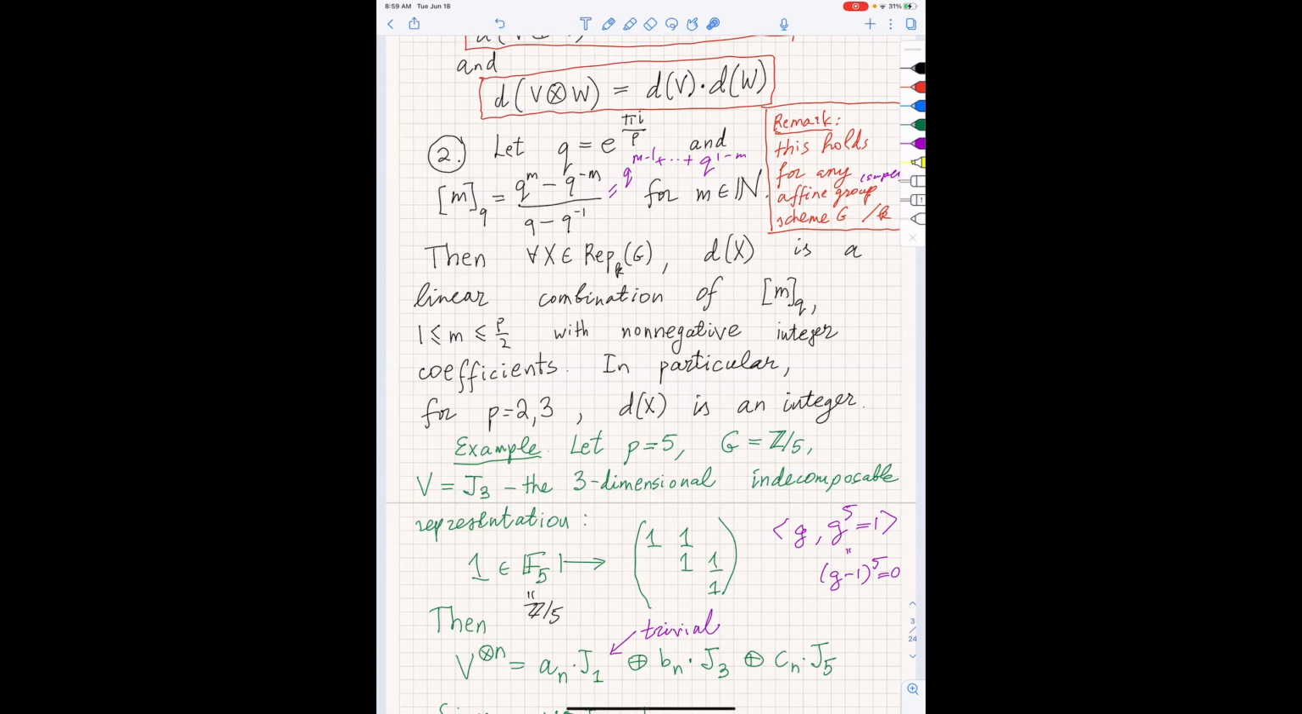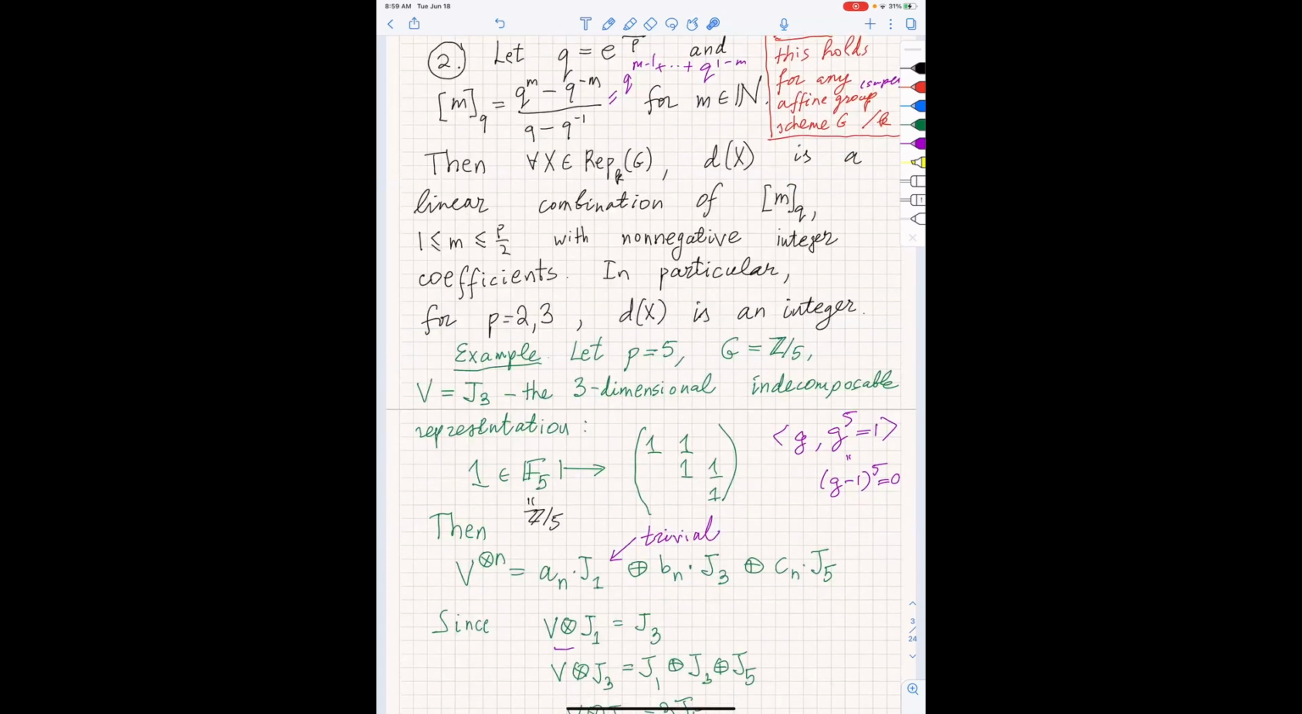So the simplest example for p equal 5, which is interesting, is the group G equals Z mod 5. We will take, so indecomposable representations of this group are Jordan blocks. So the group is generated by an element g with g to the 5th equal 1. And in characteristic 5, this equation can be written as (g minus 1) to the 5th equals 0. So indecomposable representations of this group in characteristic 5 are given by Jordan blocks of sizes 1, 2, 3, 4, and 5. And those will be denoted by J1, J2, J3, J4, J5.